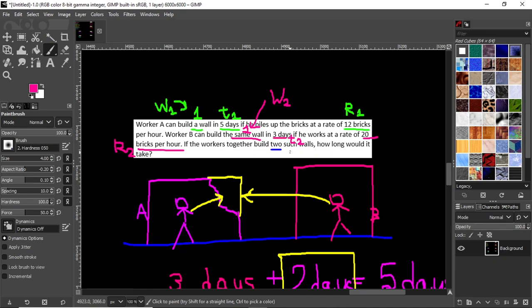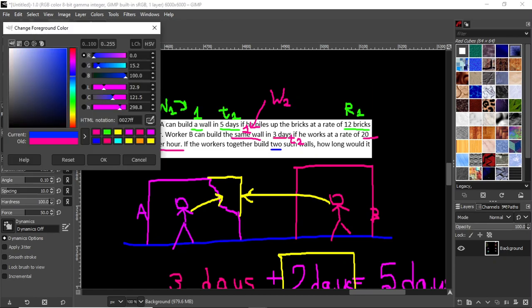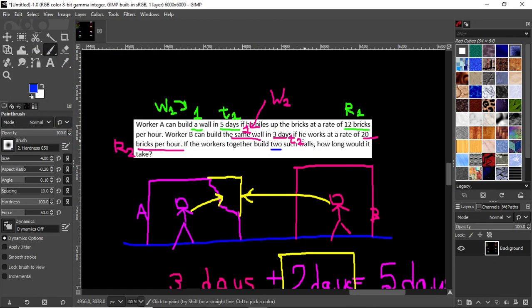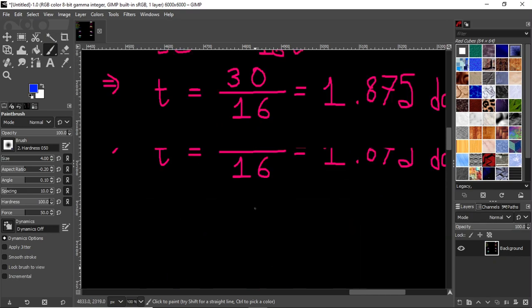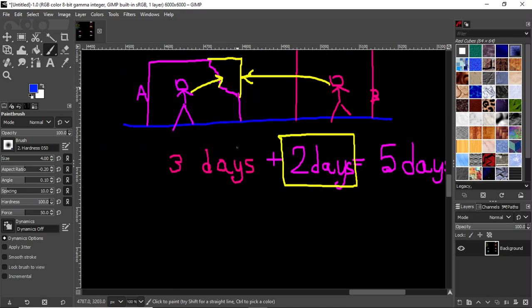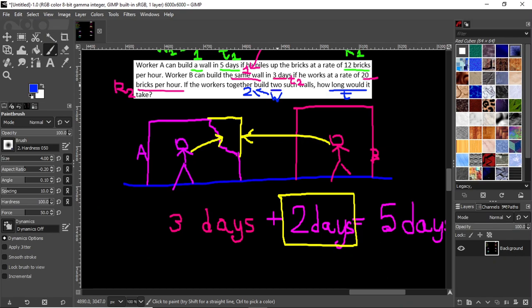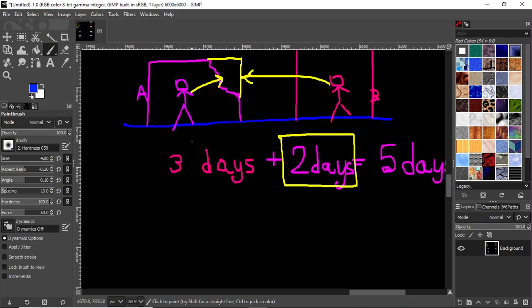If the workers together build 2 such walls, that's when their efforts are combined, the combined work part of the problem. So this is W, which is 2. How long would it take? So this is T, which I need to find. Pretty similar to the previous problem. In fact, it's really almost the same. I did change the numbers quite a lot, but it's pretty much the same as before.